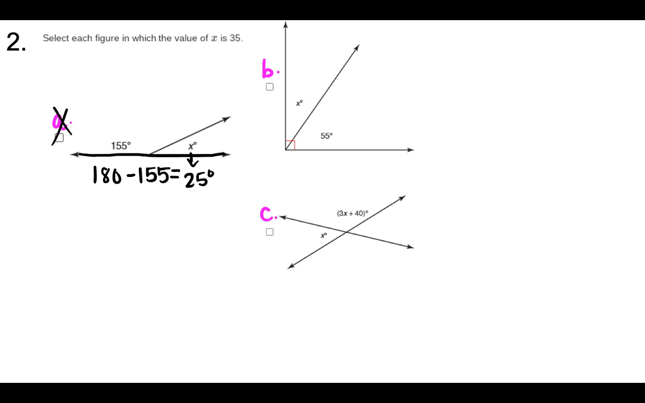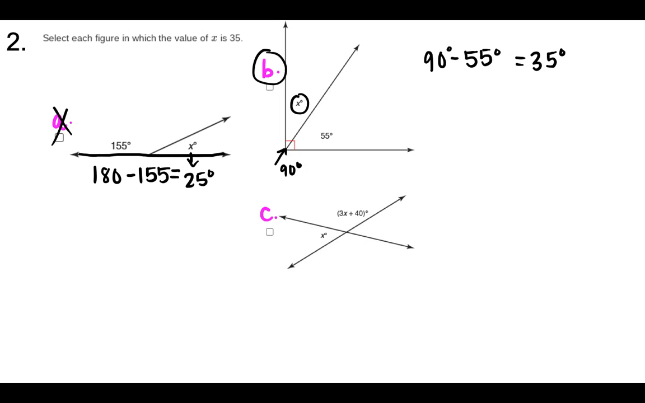Okay, over here, this is a 90-degree angle because we have that little box. So in order to figure out what x is, I'm going to do 90 minus 55 degrees, okay? And I'm going to do that in my calculator, 90 minus 55 degrees, and I get 35 degrees, which is what they want. So that means B is an answer.